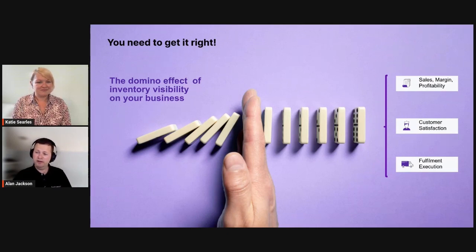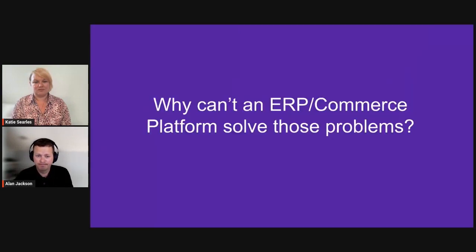Not getting that right then has a domino effect and an impact into a variety of areas. So ways to measure that are sales and profitability and customer satisfaction, but there are more complex fulfillment execution impacts as well, in suboptimal ways in which you're attributing the right stock to the right customers, the right order at the right time. That's always a really big challenge.